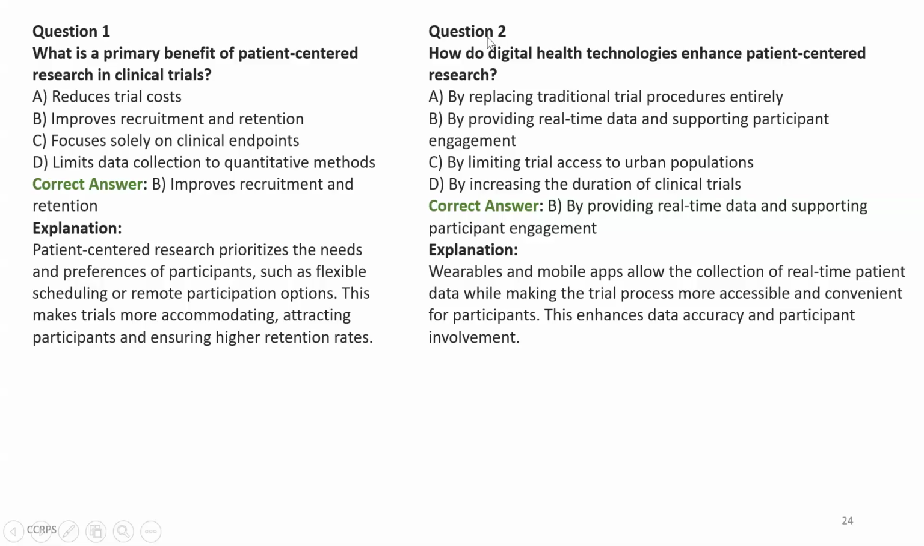Question two, how do digital health technologies enhance patient-centered research? B, the most appropriate answer, by providing real-time data and supporting participant engagement, as wearables and mobile apps allow the collection of real-time patient data while making the trial process more accessible and convenient for participants. This enhances data accuracy and participant involvement.